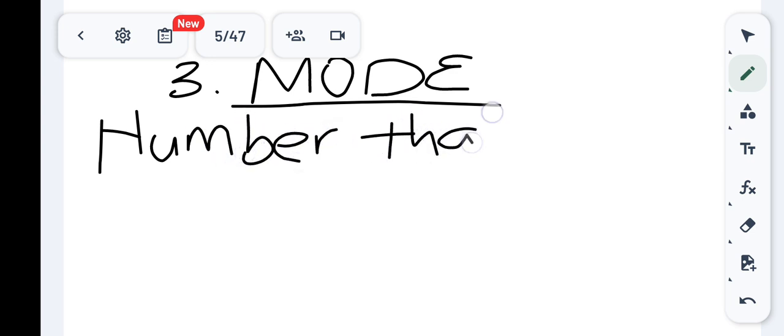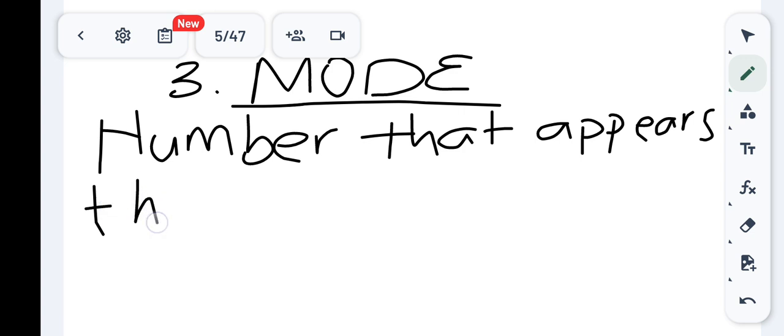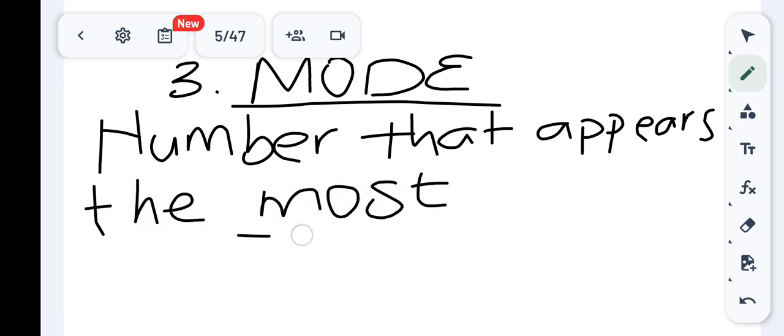So this is a number or value that appears the most in a given data set. Okay, so this one, very simple. Mode, that is a number or a value that appears the most in a given data set.